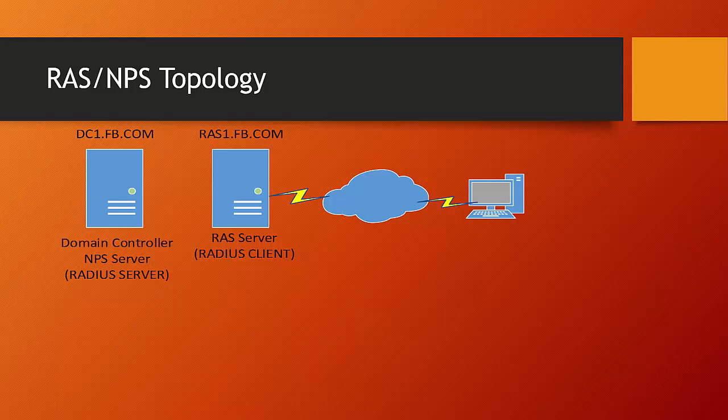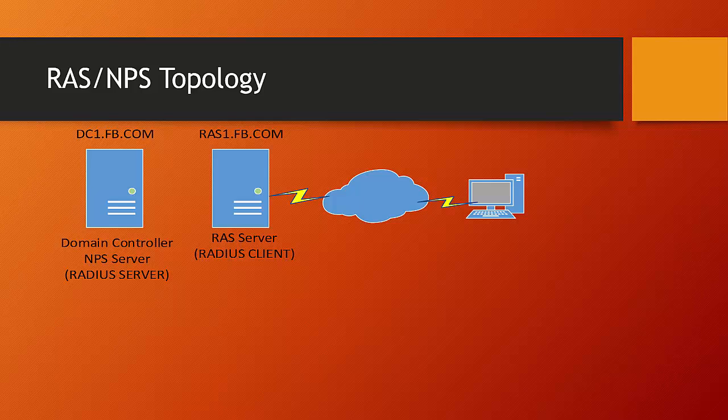When we configure a device like a Remote Access Server as a RADIUS client, instead of using local policies, it passes all authentication and authorization requests onto a centralized RADIUS server. Now, on a Microsoft network, this is an NPS server that acts as our RADIUS server.